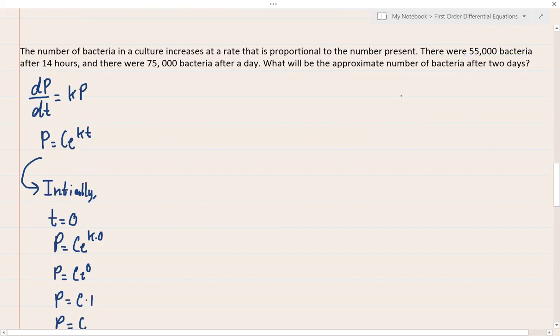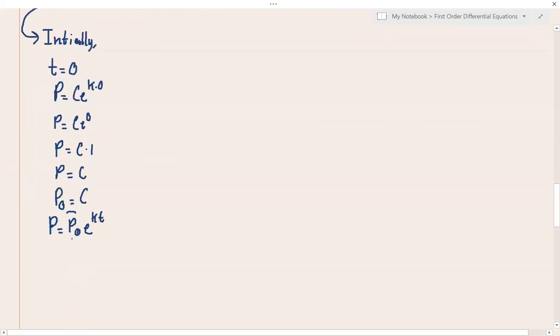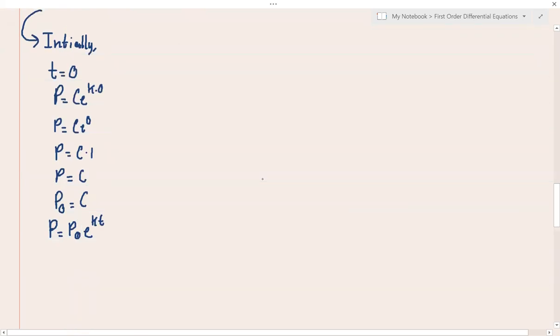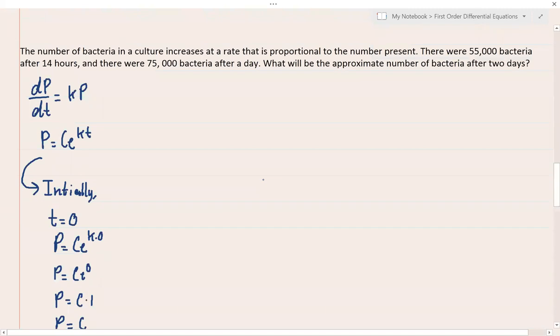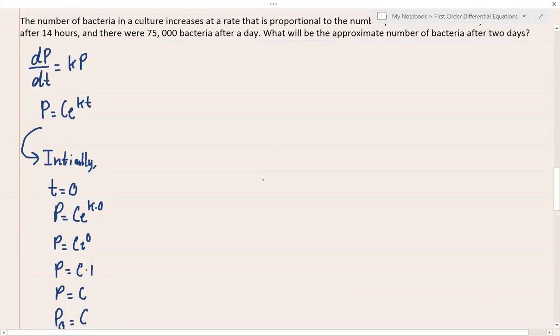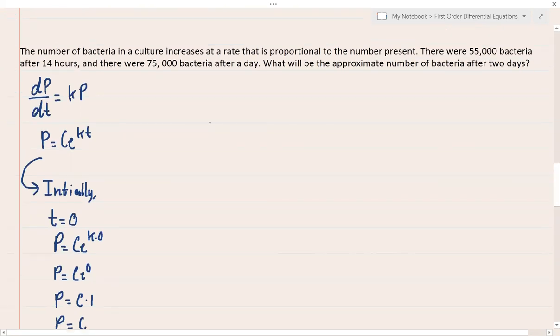Yan yung problema natin. Kasi we need to find the value of K at saka si C. Yung C na yan, ito yung initial P, di ba? Yung P sub 0. So, paano yun? How are we going to find it? So, ito gagawin natin. Una, we will have two equations.